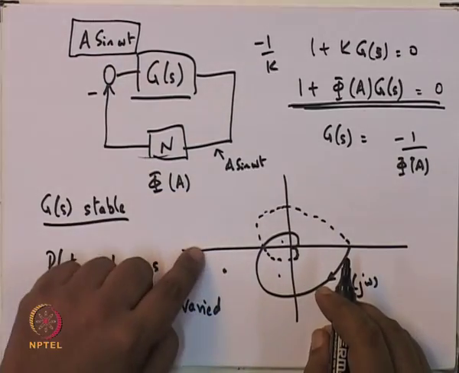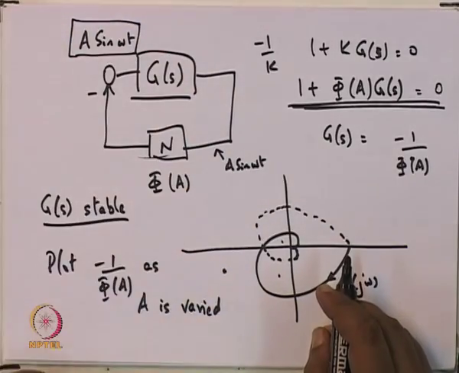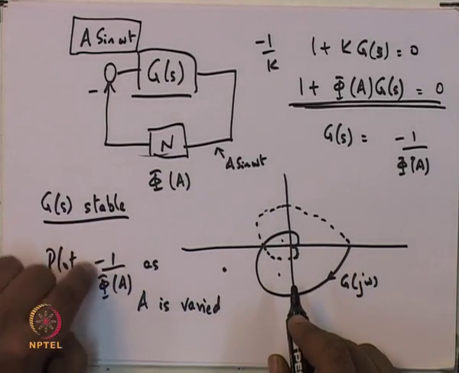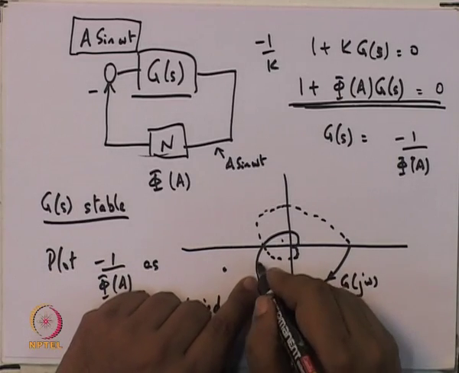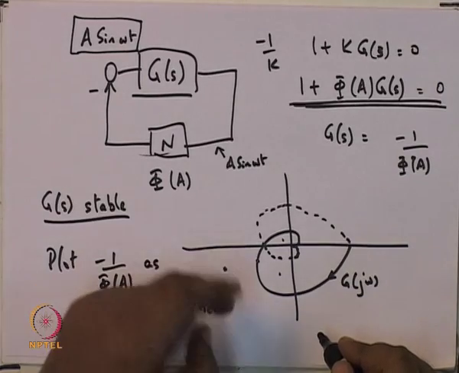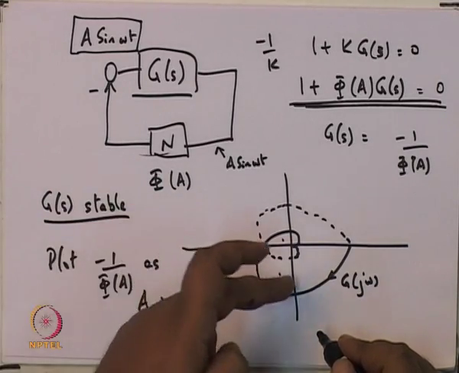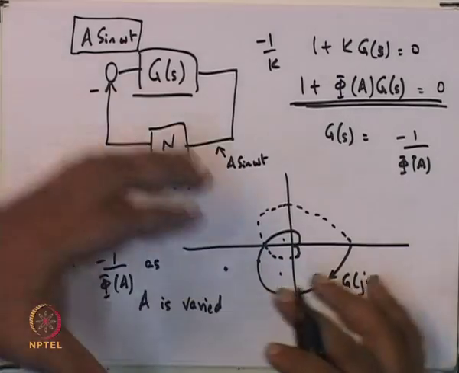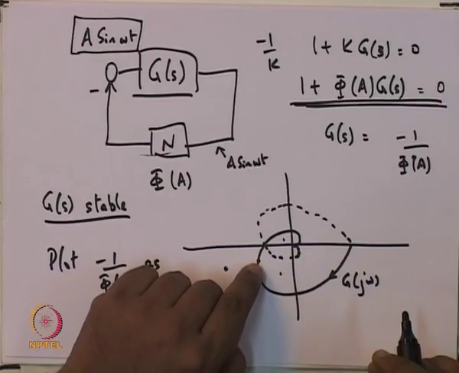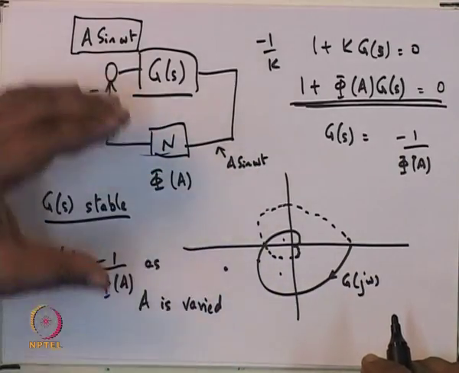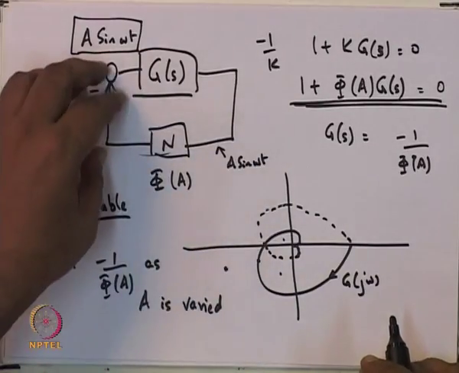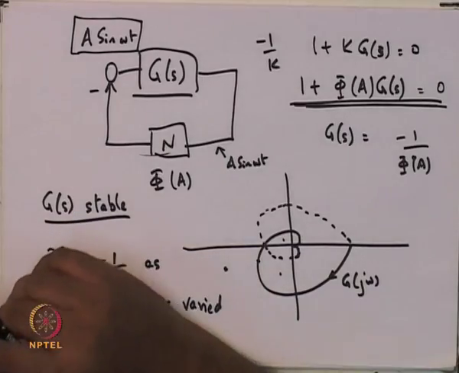Okay. Now, once you've got this plot, then all those points where minus 1 by phi of A is outside the Nyquist plot of the linear part will lead to the closed loop system being stable, and if it is inside, then it will lead to the closed loop system being unstable. But if this plot of minus 1 by phi of A intersects the Nyquist plot at some point, so on the boundary, then it is neither stable, that means it does not die out, nor is it unstable in the sense that it does not blow up. So, what one can expect is that it sustains the sinusoidal motion, and therefore what you can expect to get is a limit cycle in this closed loop nonlinear system.